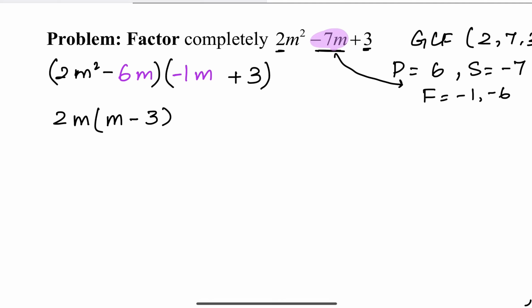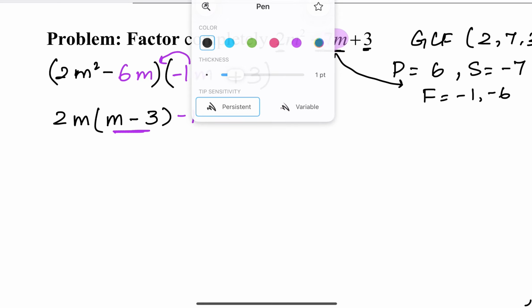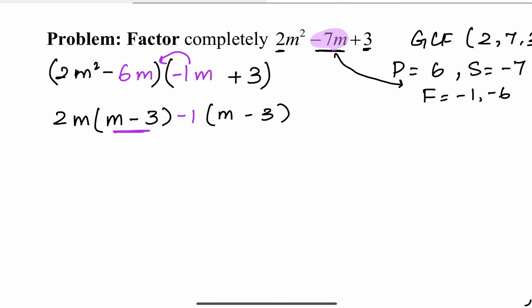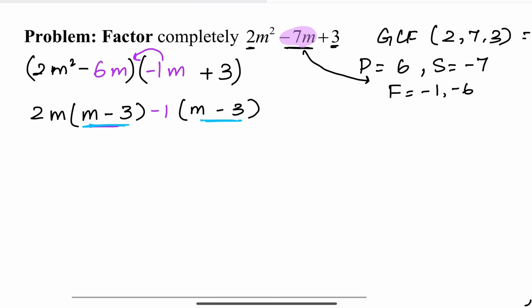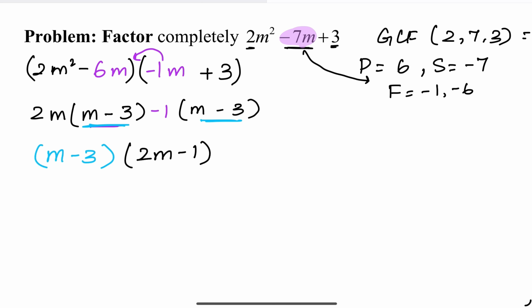Now, in this case, to make the binomial the same, I can factor out -1. And I'm left with m minus 3. Now, these are the terms that I have in common, m minus 3 and m minus 3. So, like I said, you should have the same binomial as your factor. So we factor that out, m minus 3 is factored out, and we're left with 2m minus 1. And that's our answer. Let's check our work. Let's verify.